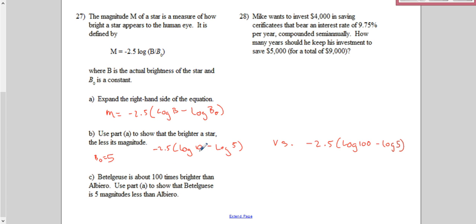And for the first one, for the brightness of 10, I get negative 0.75 for my magnitude. And for the second one, with a brightness of 100, my magnitude is negative 3.25. So you can see my negative value is a smaller value than negative 0.75. So therefore, the brighter the star, the less the magnitude.